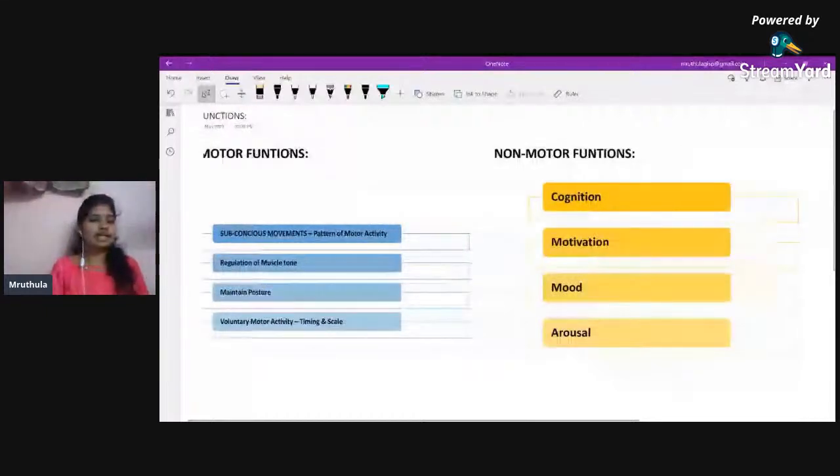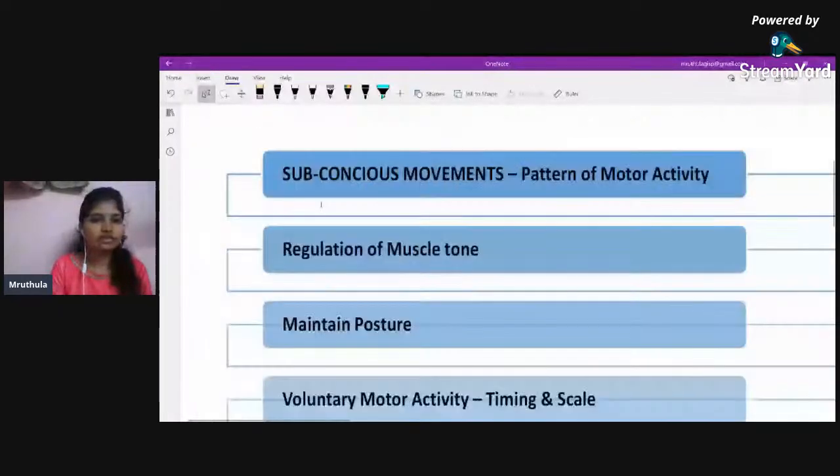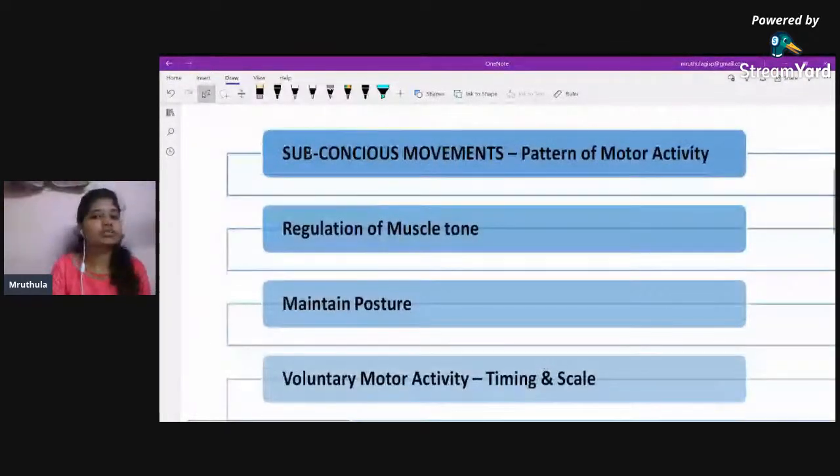Now we can divide the functions of basal ganglia into motor functions and non-motor functions. Now what are the motor functions? What are the non-motor functions? I've just simplified it into 4 plus 4. So first let us see the motor functions. The first one is the subconscious movements or patterns of motor activity. Okay, so this is nothing but the same as what we saw when we were talking about driving a car.